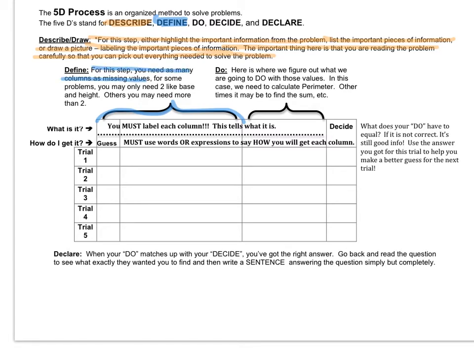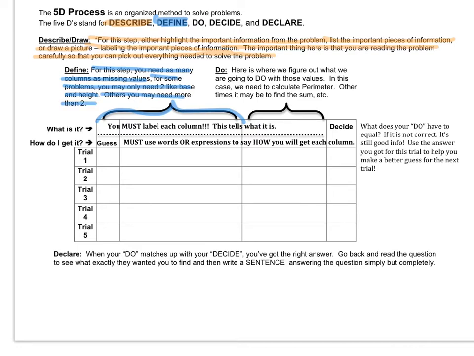If we were talking about a rectangle problem where we were missing the base and the height, then I would need 2 columns, one for the base and one for the height. If I was talking about a triangle, I might need 3 columns, one for each side, or it could be something different. So the first thing you need to do is pay attention to what values are missing that are going to help me figure out the problem.